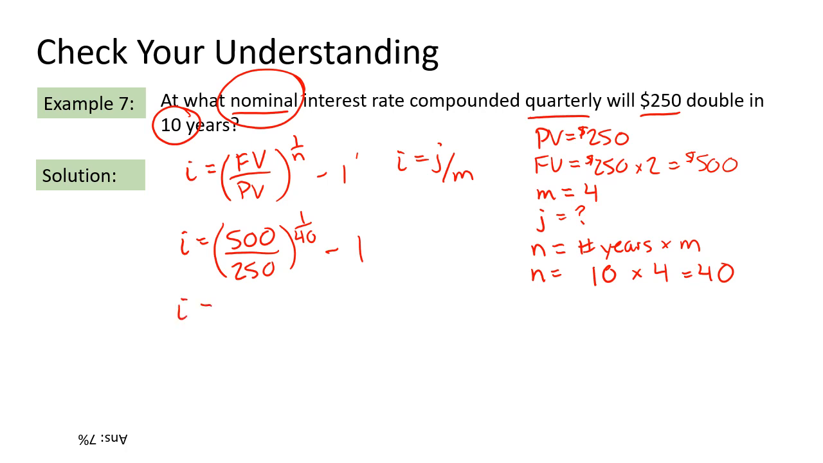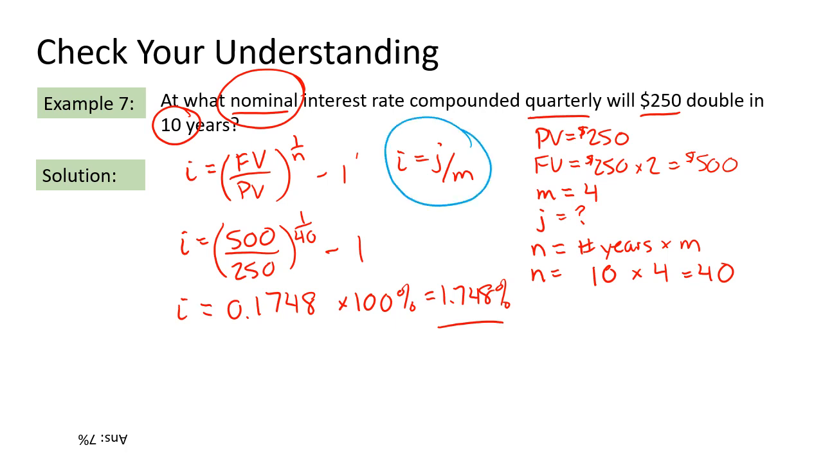you get a periodic interest rate, 0.01748. Remember, that has to be converted to an actual percentage if you want to see it as a percentage, and you can multiply that by 100%, and you get 1.748%. Remember, that's the periodic interest rate, though, and they're asking for the nominal interest rate. So that's why I showed you this second formula, right? Normally, we start with the nominal interest rate and the number of compounding periods per year, and we find the periodic interest rate. Now we're just going to work backwards, okay?